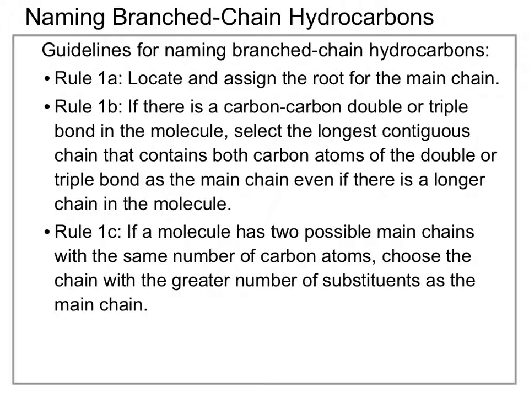If there is a carbon-carbon double or triple bond in the molecule, then we are going to select our longest continual chain that contains both atoms of the double or triple bond, even if there is a longer chain somewhere in the molecule. In the case of alkenes and alkynes, our longest chain will be the one that contains our double or triple bond for our parent chain. If the molecule has two possible main chains with the same number of carbon atoms, then we're going to choose the chain with the greater number of substituents as the main chain.